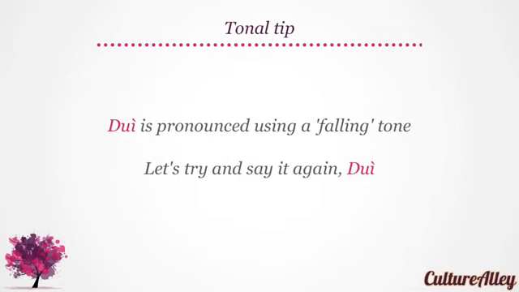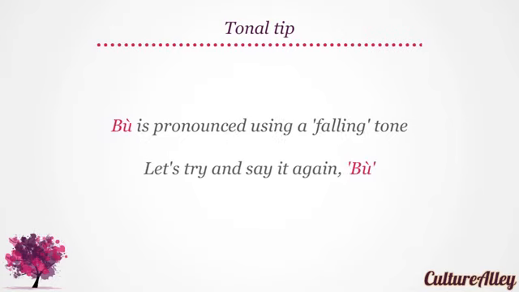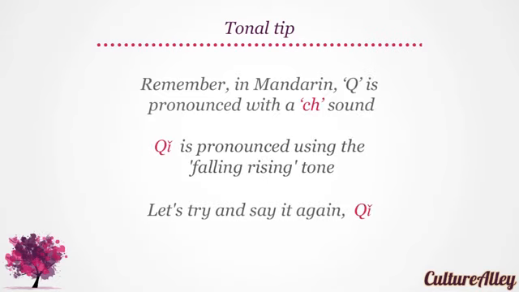对 is pronounced using a falling tone, like 对. Let's try and say it again. 对. Good job! We already know how to say 不. Let's review the word 不. Before moving on, recall that in Mandarin, Q is pronounced with a ch sound. Qi is pronounced using the falling, rising tone. Let's try and say it again. Qi.